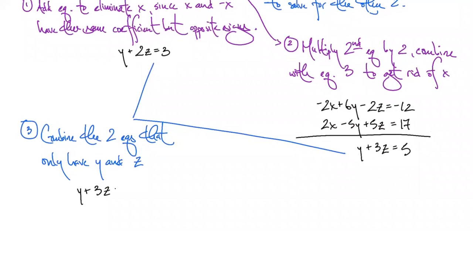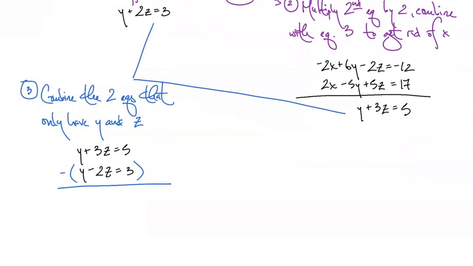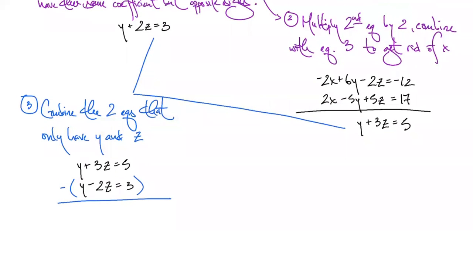If I put this one on the top and I put this one on the bottom, I want to make sure that, let's do this in blue, we subtract the entire equation, right? We can choose which one we put on the top or the bottom, but at the end of the day, we need to make sure we're subtracting the whole thing. Oops, that's a plus. All right, so we subtract, we get y minus y is 0, 3z minus 2z is 1z, 5 minus 3 gives us 2.